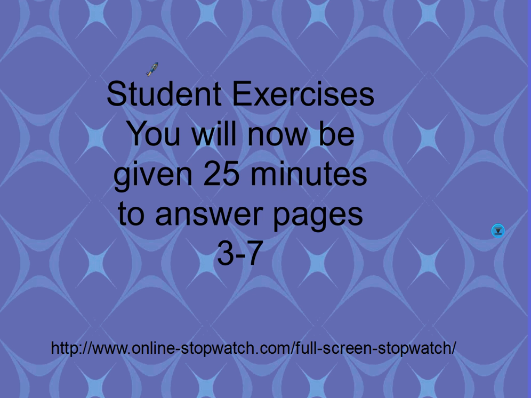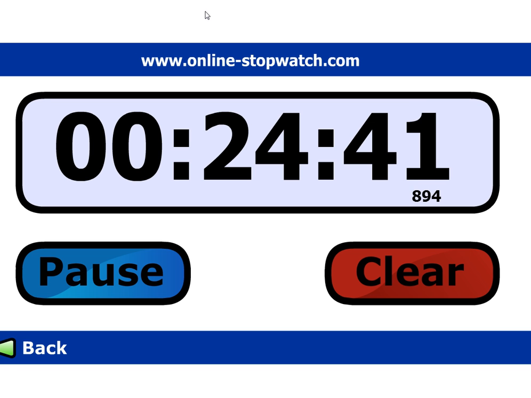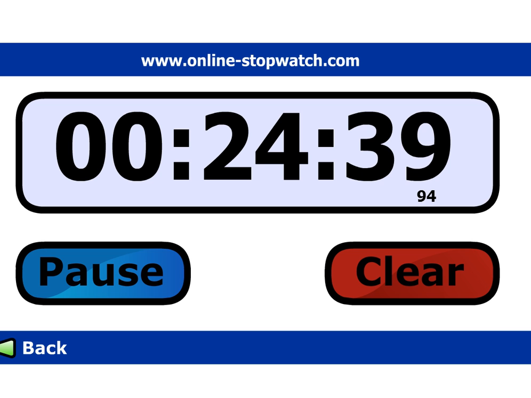3 diagrams, I mean. Okay, now, I'm going to give you 25 minutes to answer pages 3 through 7. Turn the page, and you are going to answer the questions that accompany each graph. You have 25 minutes. Alright, get started. At this point you're going to pause the video, work on the exercises for 25 minutes, and then come back and press play.